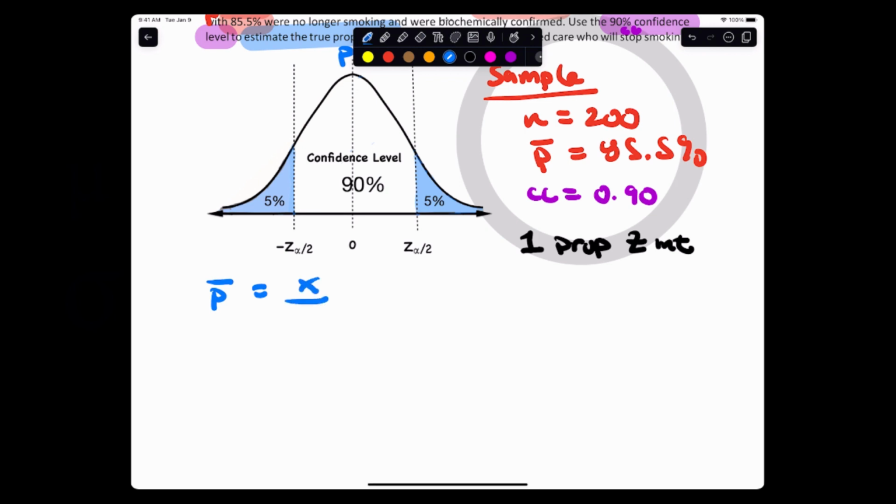What's the definition of sample proportion? X over N.